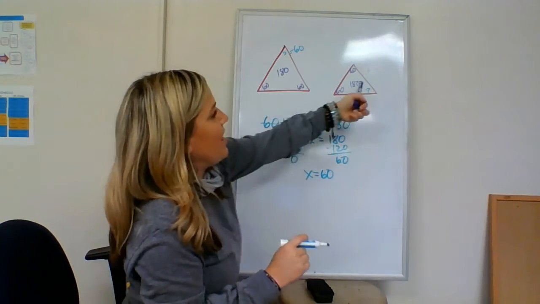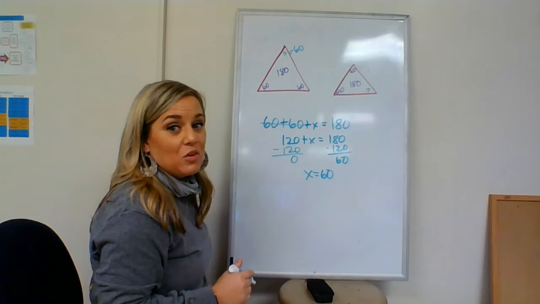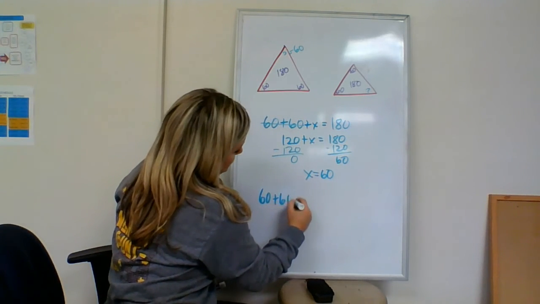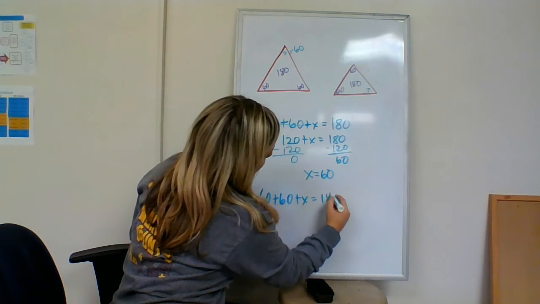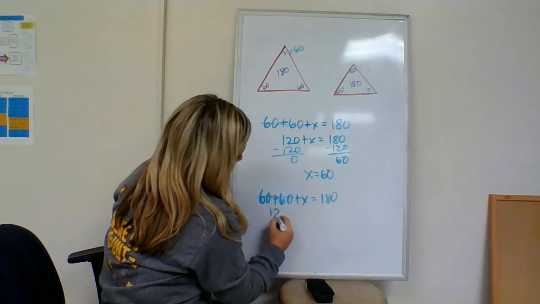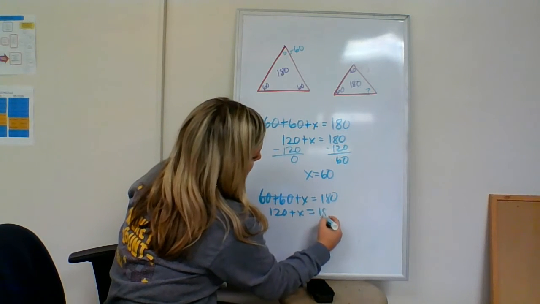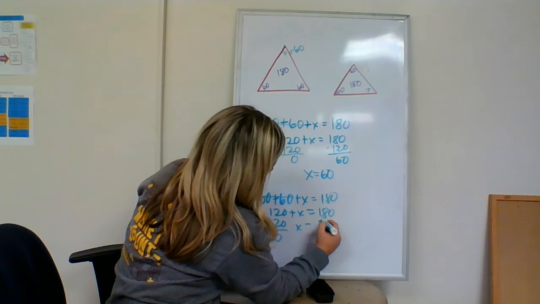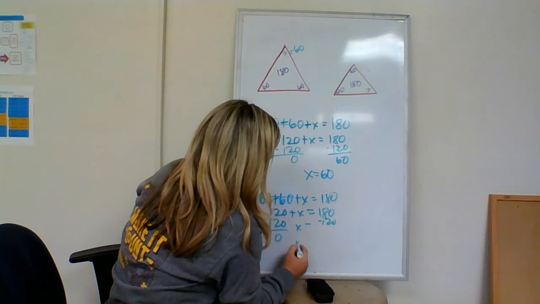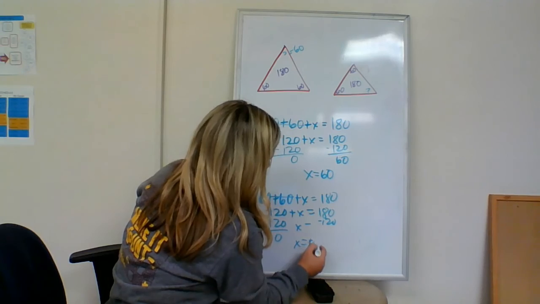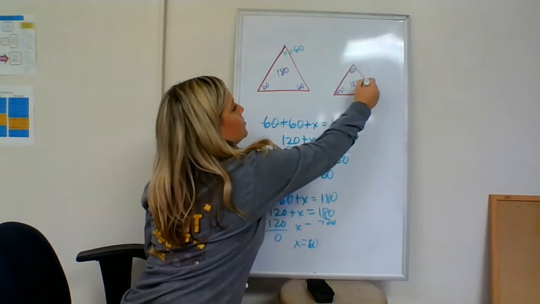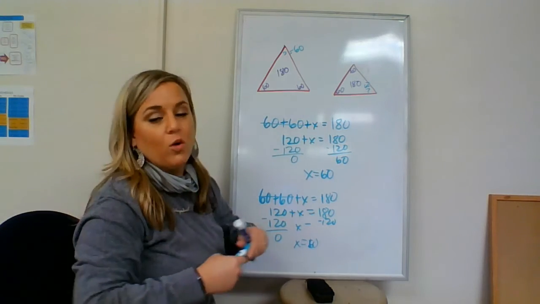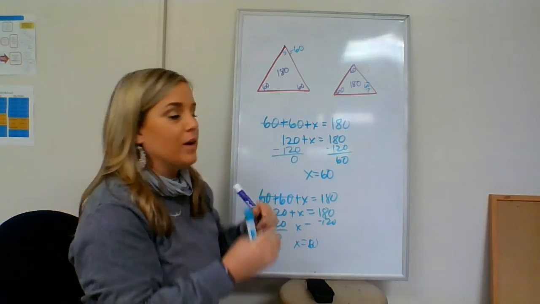All right, now we have to find that angle. I think you know where I'm going with this. So we have 60 plus 60 plus x equals 180. 120, same thing. So these are going to be equivalent, right? They're going to be congruent, I mean. So x is equal to 60. These triangles will be similar because their corresponding angles are congruent. Okay, so these are similar triangles.